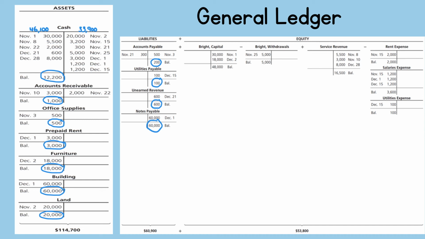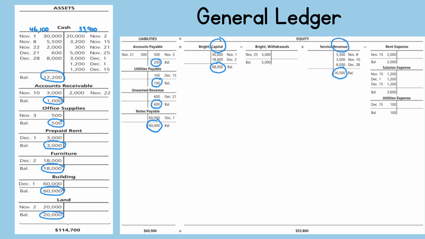in the credit side. Now for the equity, we said 2 accounts increase equity, which are capital and revenues. They increase equity, so they should be in the credit side. So you will add 30 to 18, you're gonna get 48 in the capital. Total for revenues is 16,500. As you can see, the balances are in the credit side.